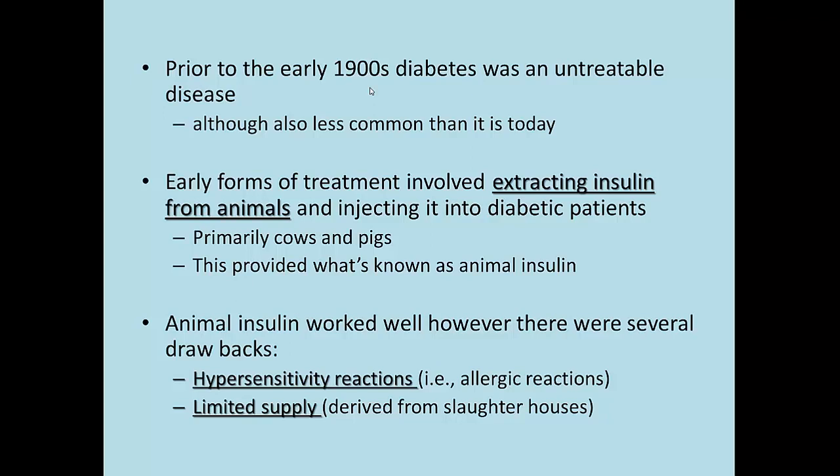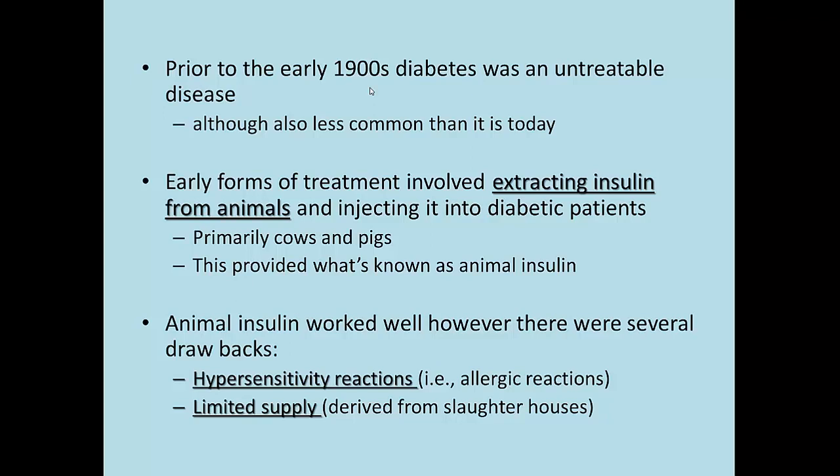And early on, this is all again prior to genetic engineering, the source came from animals. They would actually go to slaughterhouses. They would use the pancreas of primarily pigs and cows. I think other animals, like maybe horses, were used on occasion.